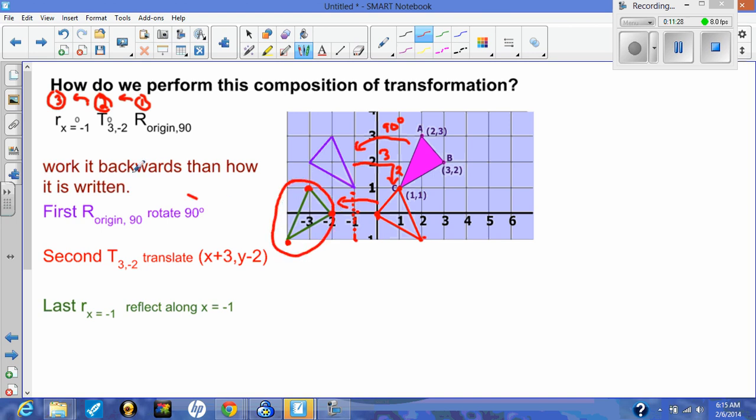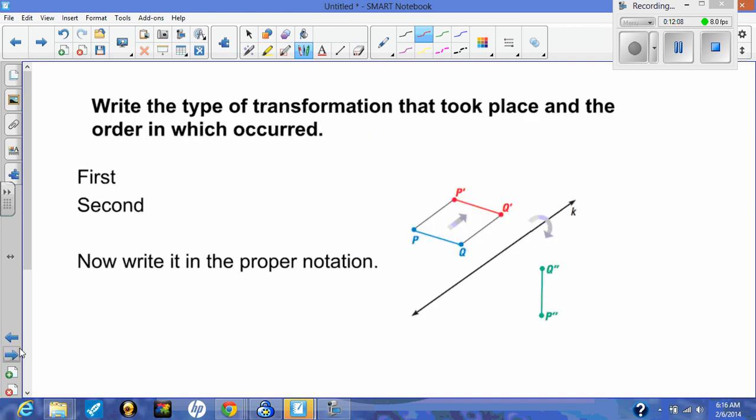And to get to this image, it's been rotated around the origin 90 degrees, translated 3 to the right, 2 down, and then reflected across the x equals -1 line. All right, pause your video if you need it and take a look and make sure you understand this, because we're going to try some on our own. Okay, let's move on. So make sure your notes are up to date, and if you understand, move on. If not, let's re-listen to it, and maybe you'll get it the second or third time. Remember, it takes a few times sometimes to make connections.